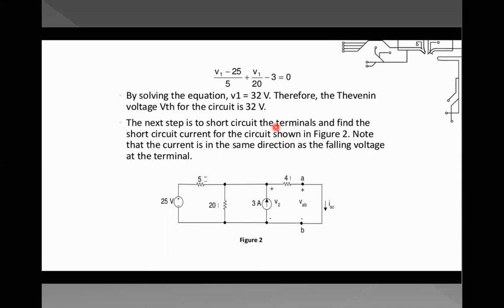The next step is to short circuit the terminals and find the short circuit current for the circuit shown in figure B. Note that the current is in the same direction as the falling voltage at the terminals. So now what we did is, we have short circuited the terminals. Here you can see the short circuit current. We have shorted this particular terminal A and B. So the current through this terminal is now considered as ISC, nothing but the short circuit current. So current ISC can be found if V2 is found.